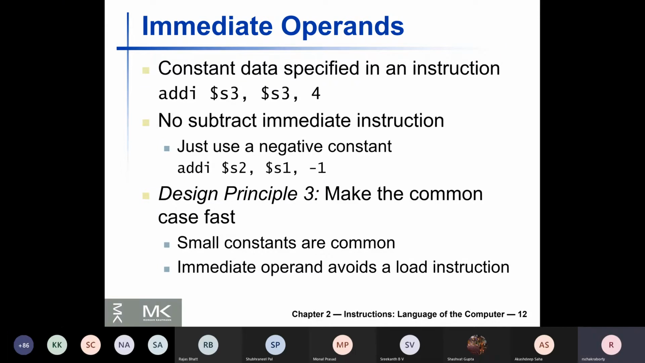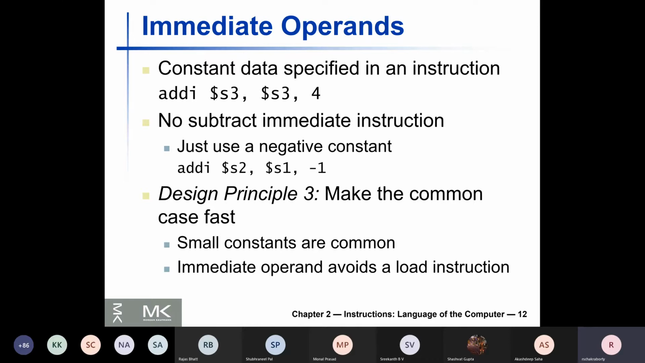What is happening here is the content of register S3 is going to be added to the constant 4, and the result is going to be updated into register S3 itself. So register S3 content is going to be overwritten with the previous content plus 4. So if S3 was bound to say a variable X in C programming language, you could have written it like X equal to X plus 4 or X plus equal to 4, whatever.